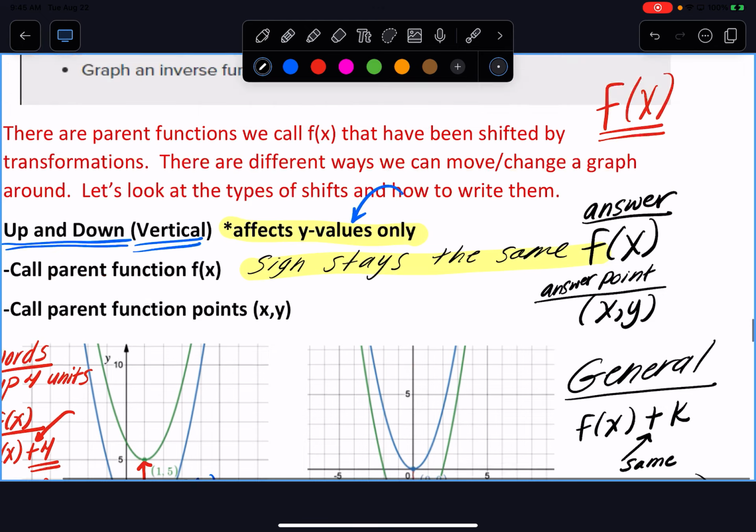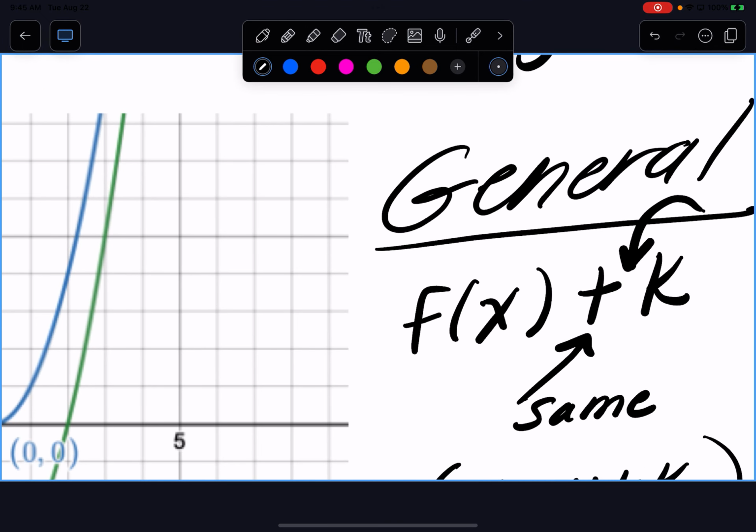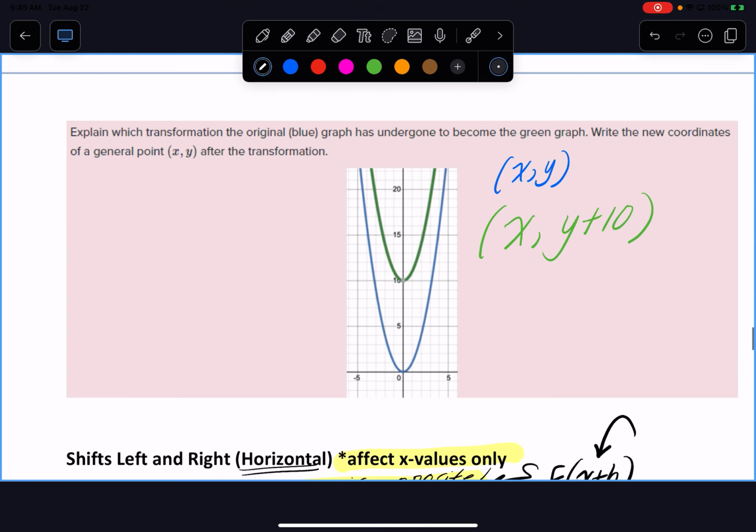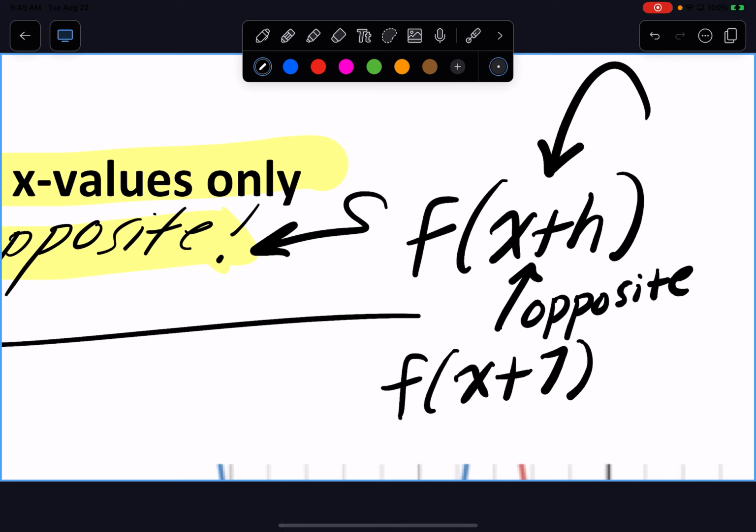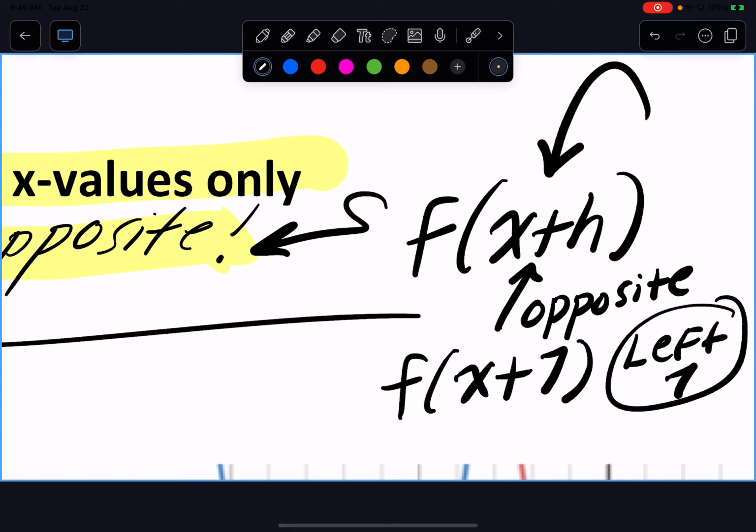Where's the shift up and down added? On the outside. Do you guys see the difference? This is added on the outside, and a shift left and right is added on the inside. That takes memorization. Now this sign is opposite. So if I said to you, left 7, you would say f of x plus 7. Do you see how it's opposite? Left 7, you are shifting the graph left 7. But if you're writing the f of x answer, it's x plus 7. But if I tell you, go to the graph, you need to move it left 7. Do you guys see what I'm saying? You're not going to add 7 then.